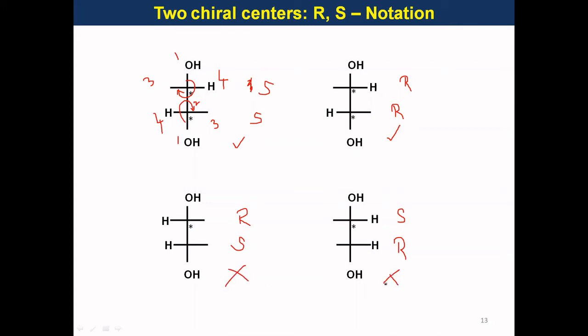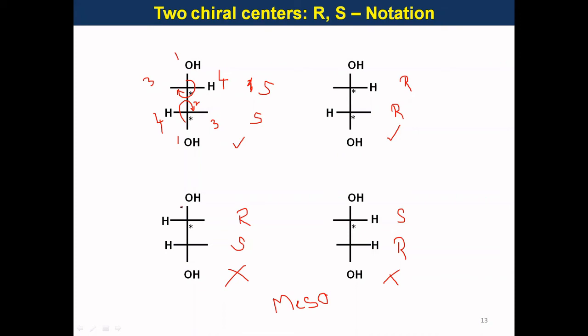Why so? Actually this rotates the plane polarized light to the right and this tries to oppose it. So it is something like internal compensation occurs. So these two are said to be meso forms. This is observed when you have two chiral centers and both the chiral centers are attached to similar groups. Then the meso form is not optically active due to internal compensation.